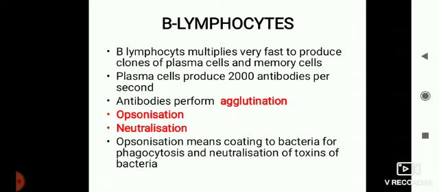Plasma cells produce antibodies. Now what is the mode of action? Antibodies perform agglutination. Agglutination means they clump microorganisms like bacteria to kill them. Opsonization means they form a coating over them, so their movement is restricted. And neutralization means they kill the microorganisms like bacteria. So the mode of action is agglutination, opsonization, neutralization.